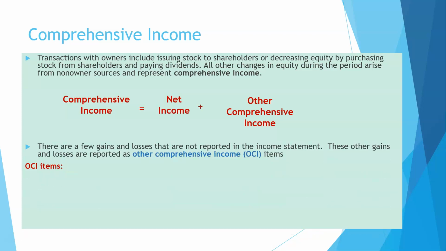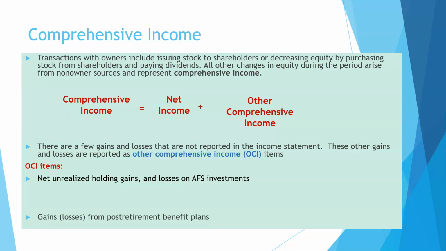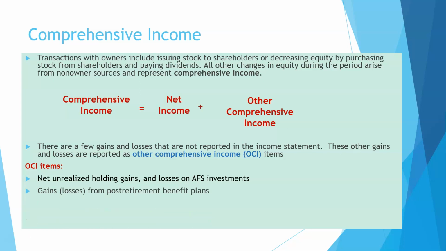Now, examples. There are a few gains or losses that are not reported in the income statement. These other gains or losses are reported as other comprehensive income. They include net unrealized. Now, what is unrealized? It means you've adjusted fair market value and you haven't sold them. So you can have gain or losses, and it usually is associated with available for sale securities. You have gain or losses from post-retirement benefit plans, and deferred gain or losses from derivatives and foreign currency translation adjustments. So now let's take a look at an example.